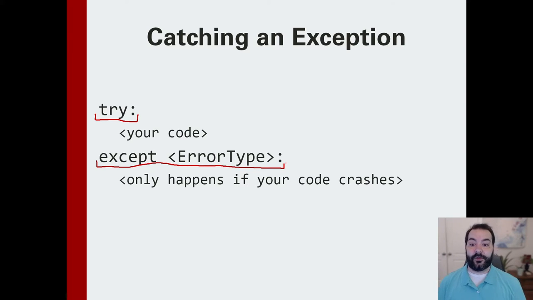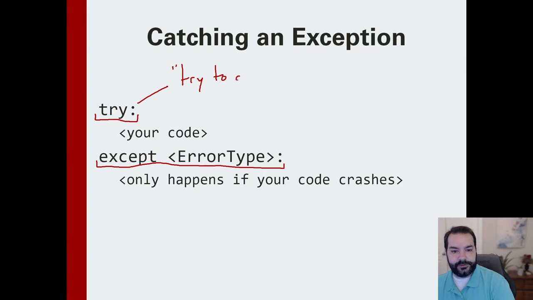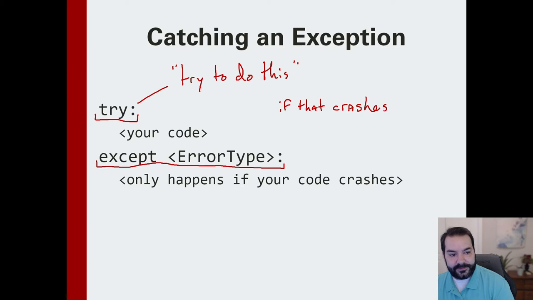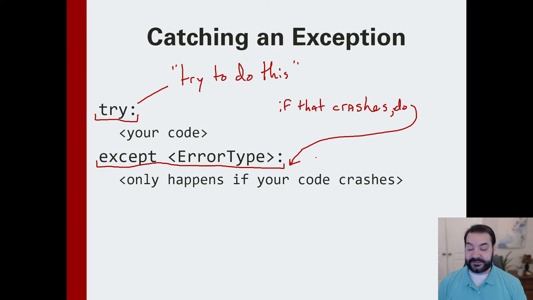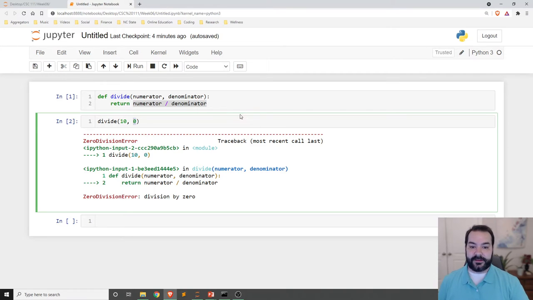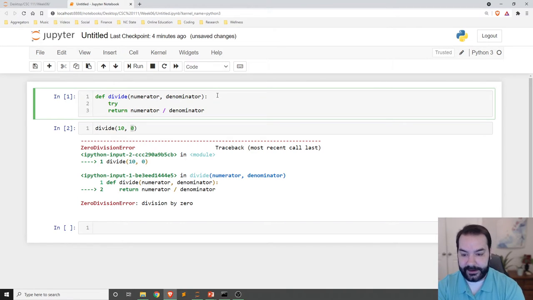Now, try is effectively going to say, just as you can probably imagine, try to do this, whatever that happens to be. If that crashes, do this. That's in a nutshell how exception handling comes into play. So if we were to come in, and for our sake, let's attempt to try to divide by zero. Let's just try to do it.